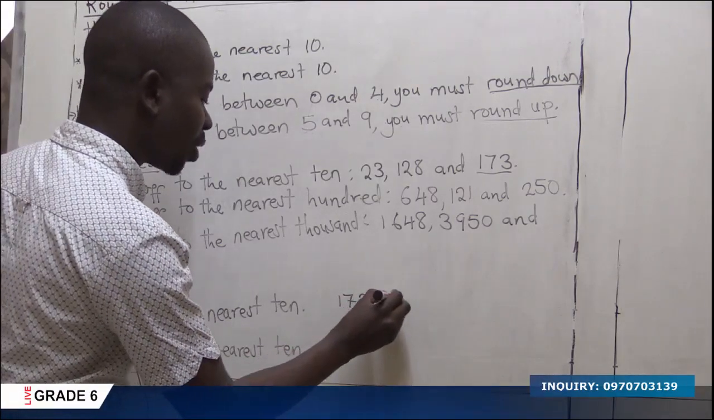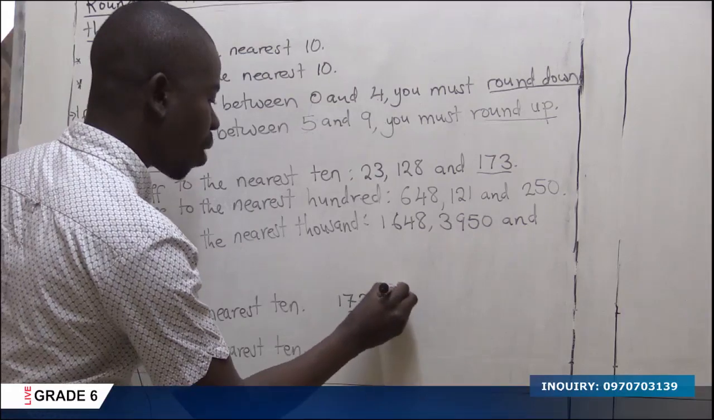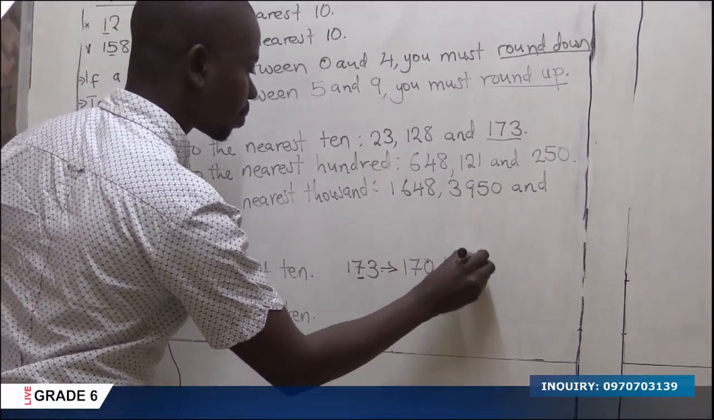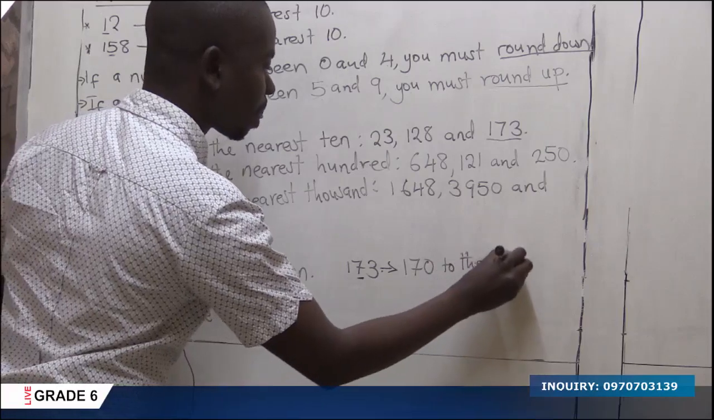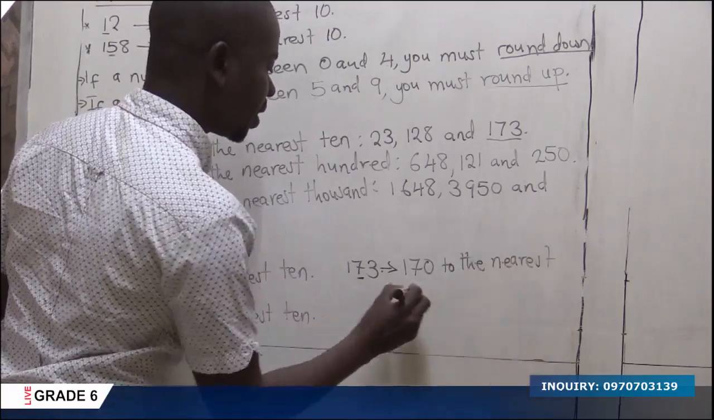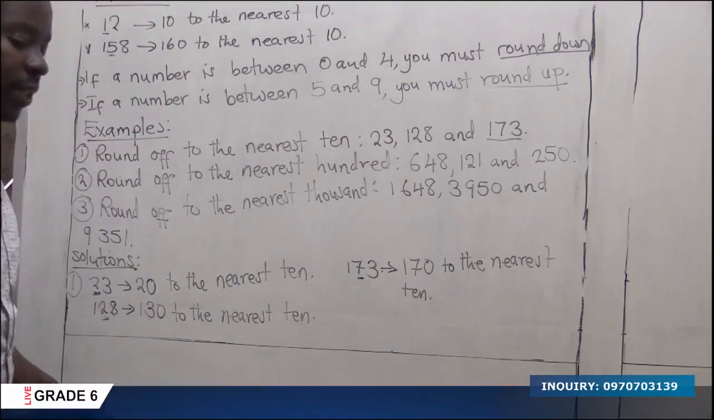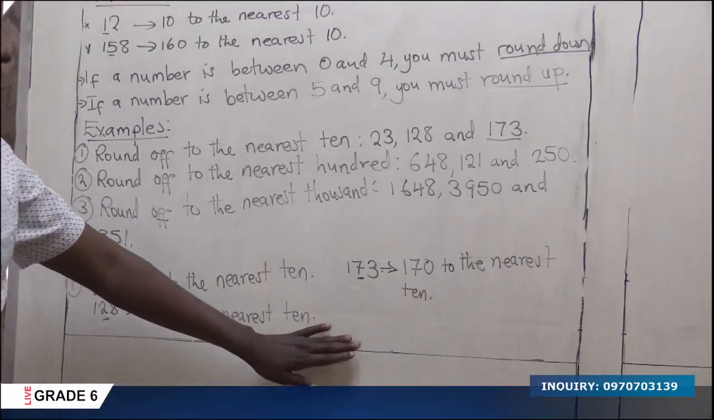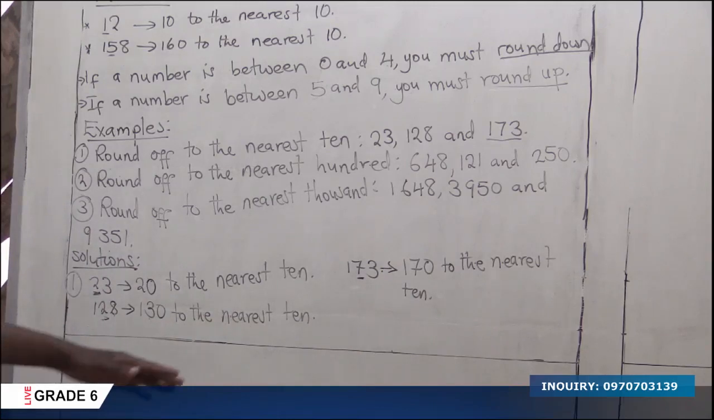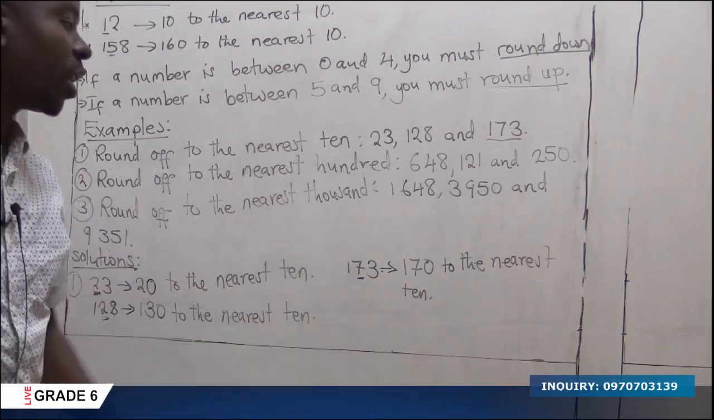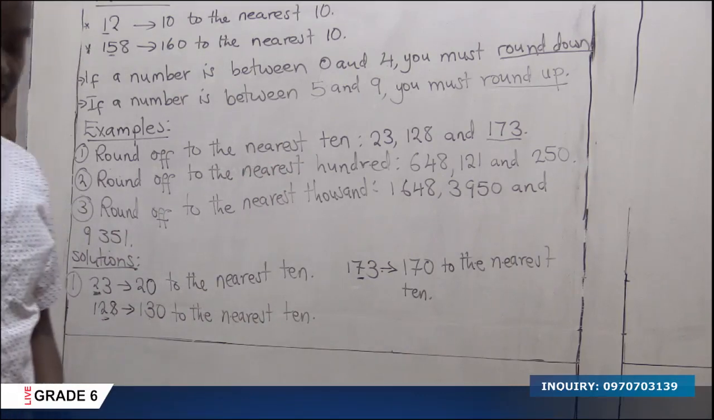So if we round down, boys and girls, our answer will be 170 to the nearest 10. Okay, our answer will be 170 to the nearest 10, meaning that we've rounded off the number to the nearest 10.